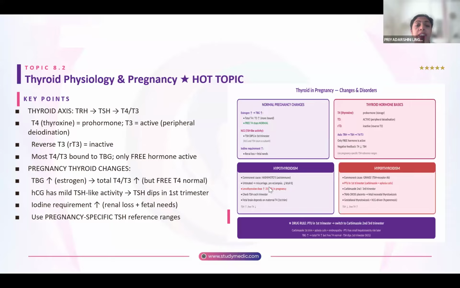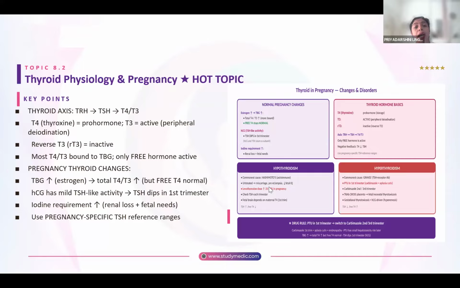So, how will you monitor these women in pregnancy? This woman needs to be checked for TSH in every trimester. The fetal brain development depends on the maternal T4 in the first trimester. Hence, it is very important to treat the woman as early as possible in pregnancy.